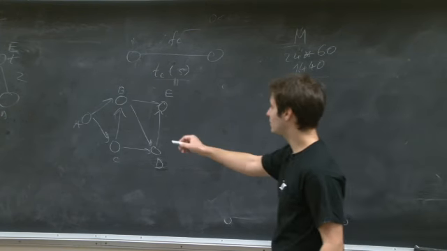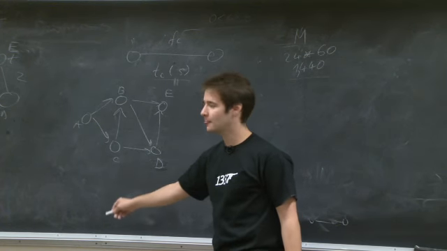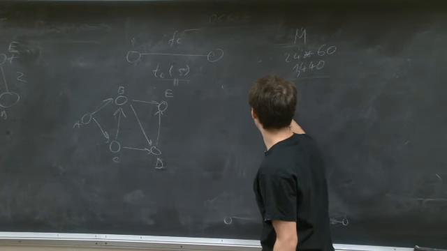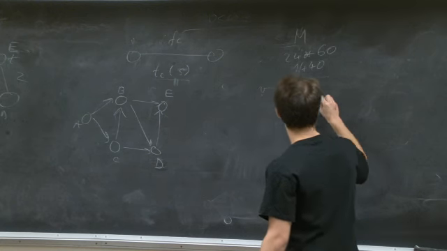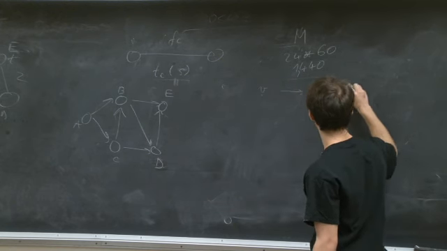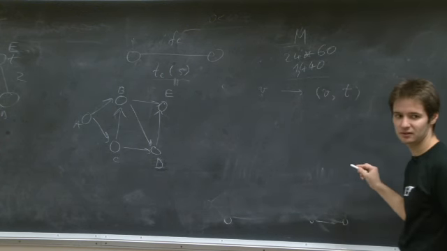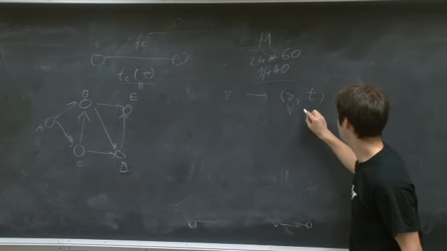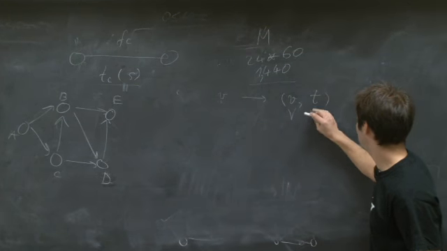So for each node, I'm going to make m copies of it. So suppose in my original graph I had a node. I'm going to have m copies of that node, and each copy has the original vertex and the time when I'm there. Right? So there are v of these, and there are m of these.